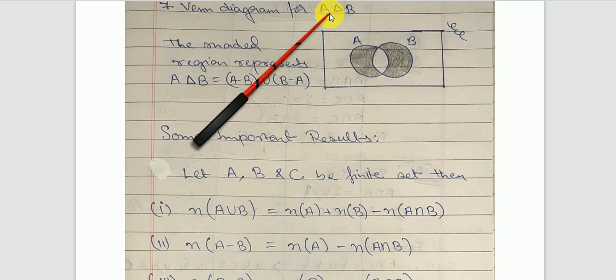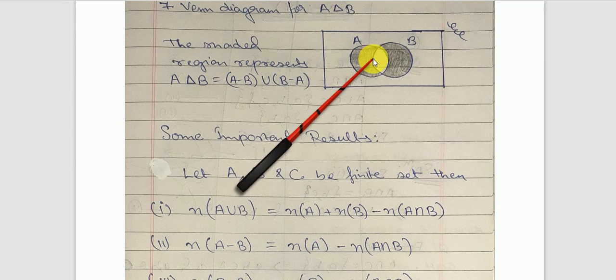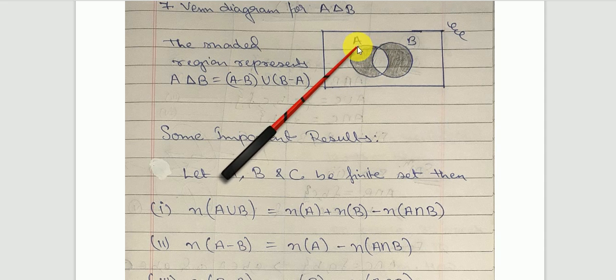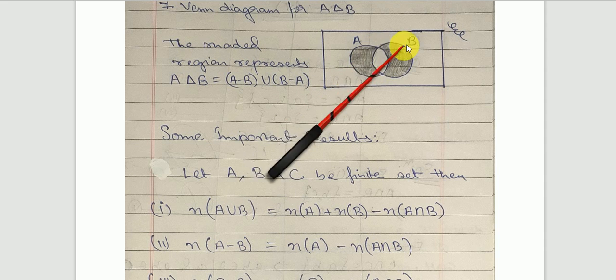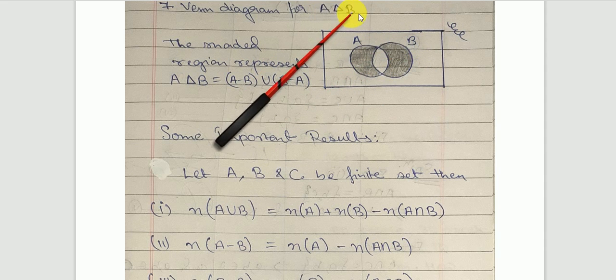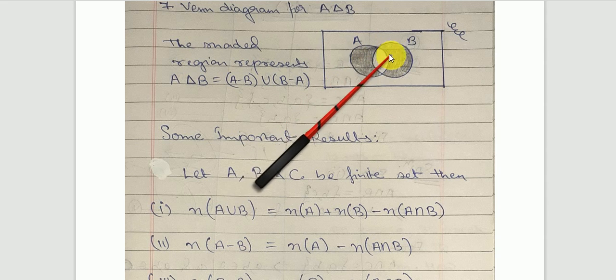Venn diagram for symmetric difference of A and B. So symmetric difference of A and B in Venn diagram is represented this way. This circle represents set A, this circle represents set B. So symmetric difference of A and B will be this shaded region. Here the intersection part is excluded.